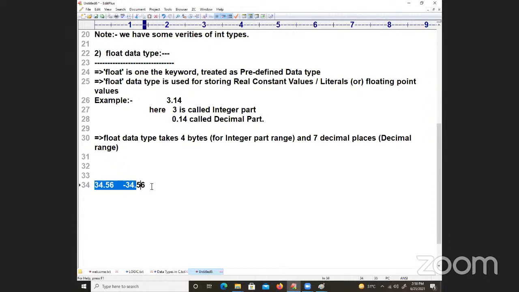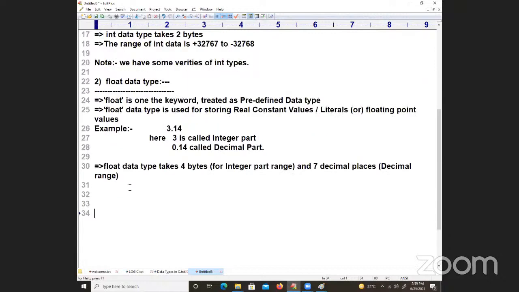I hope you are understanding this meaning. Dear students, are you okay? Is it clear? Fine. So let us move forward. Float data type, we got the discussion here.